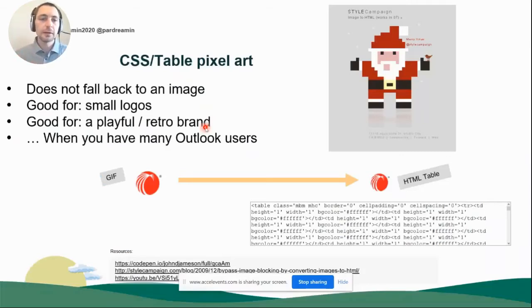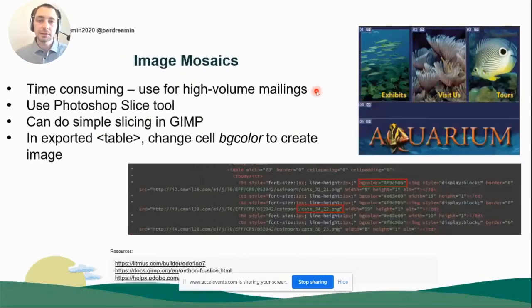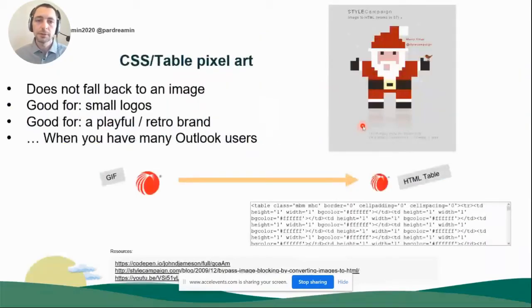Next thing that you can do is just use CSS and tables right up front to create a pixely image without relying on image tags. This one doesn't fall back to an image like the previous technique. It just stays like this. It's very good for small logos.